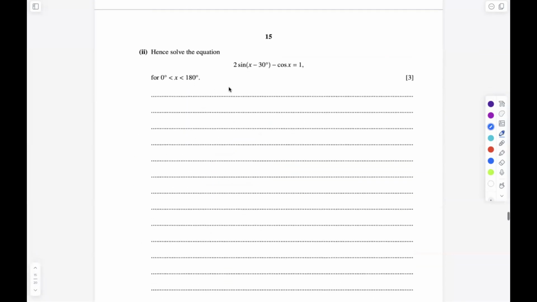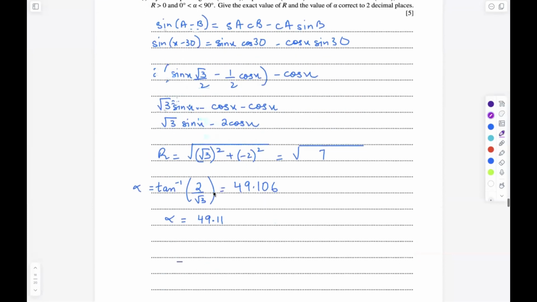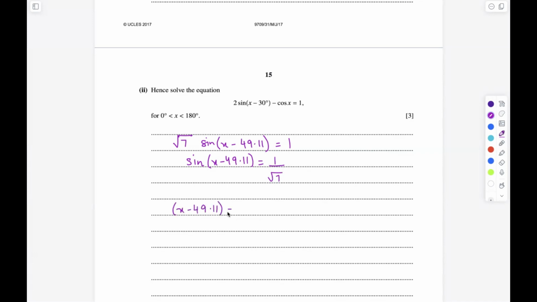In part 2, we have to solve the equation 2 sine of x minus 30 minus cos x equals 1. Now, in place of 2 sine of x minus 30 minus cos x, we can substitute the form r sine of x minus alpha. We already have the value of r, which is root 7, so root 7 sine of x minus 49.11 equals 1. Now, dividing by root 7 on the right hand side, we get sine of x minus 49.11 equals 1 upon root 7. And finally, x minus 49.11 will be equal to sine inverse of 1 upon root 7.